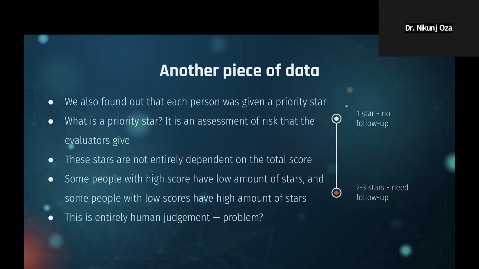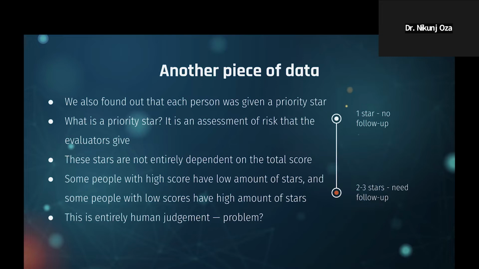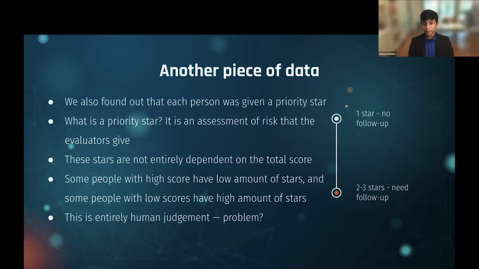These stars are not entirely dependent on the total score. So some people with a high score have a low amount of stars, and some people with low scores have a high amount of stars. This is because this is entirely human judgment, which might be a problem in the future.